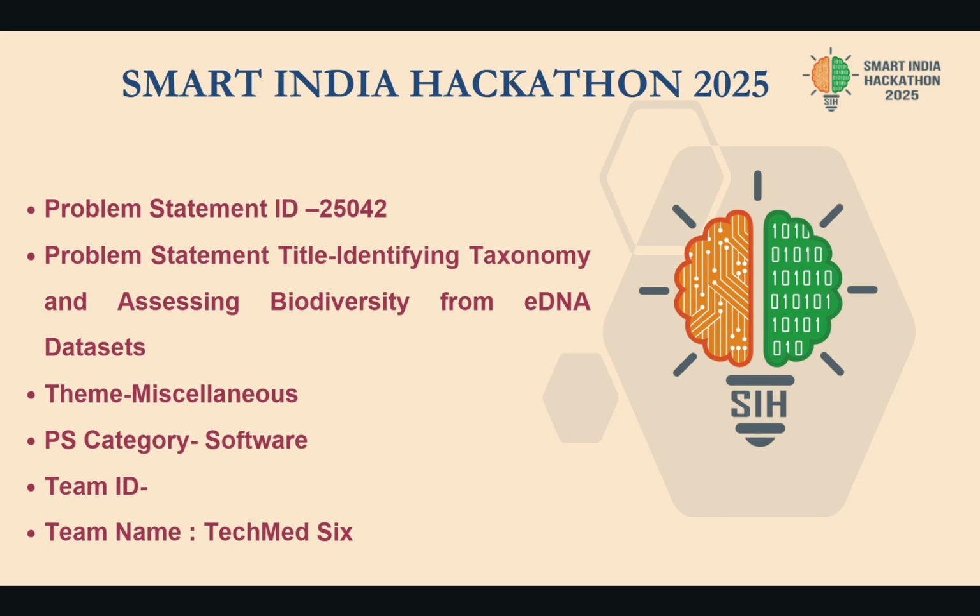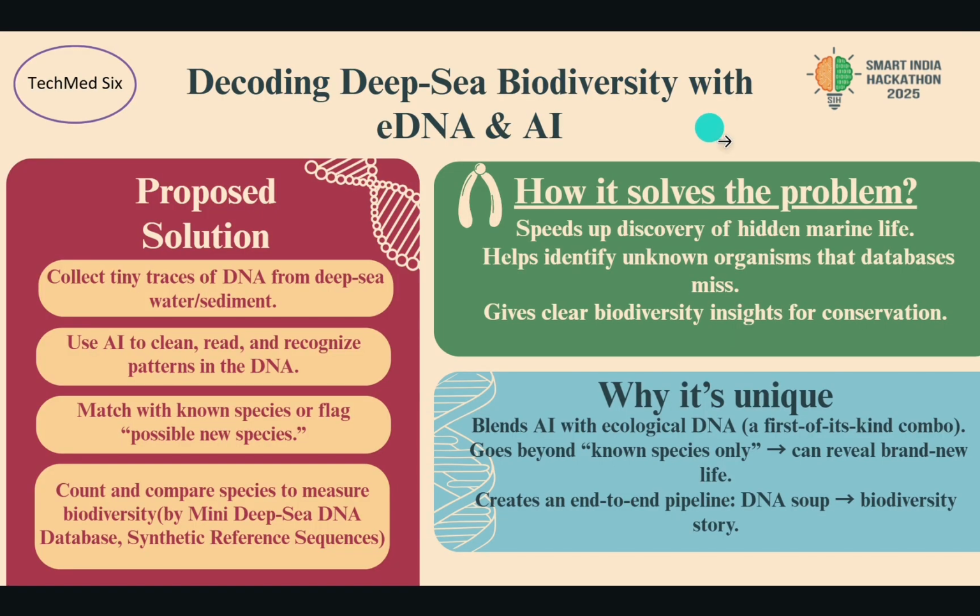This solution of ours helps to solve the problem of decoding deep sea biodiversity with eDNA because it speeds up the process using computation power. It helps identify organisms that were previously unknown, and this problem is very unique because it uses ML and creates an end-to-end AI pipeline, basically converting a DNA dataset into biodiversity matrices, clusters, and taxonomy labels.